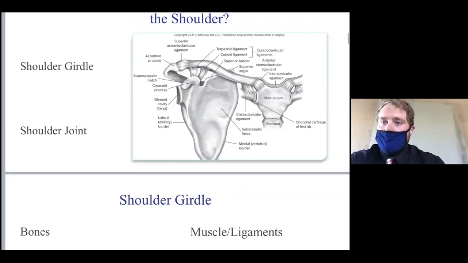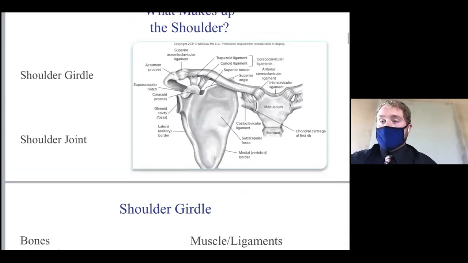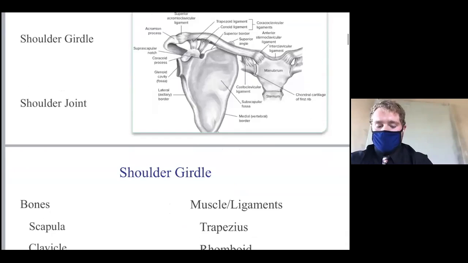So there are also a lot of key points within the shoulder girdle, and there's a bunch of them right here, and I'm not going to say any of them because it's just going to waste a bunch of time.